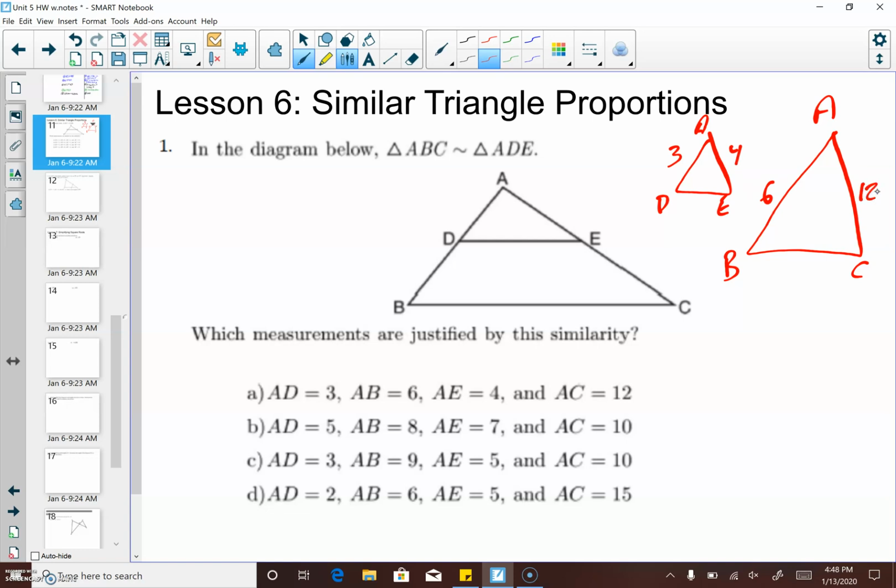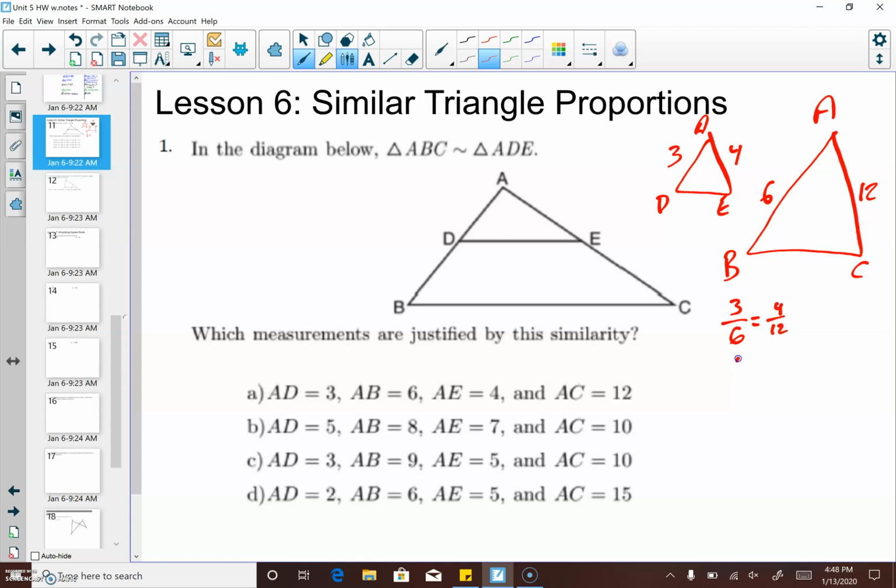So if I look at my corresponding sides, how do I go from 3 to 6? I'm multiplying by 2. How do I go from 4 to 12? I'm multiplying by 3. And if we just look at it in fraction form, we could go 3 over 6 equals 4 over 12. And you have a couple ways to do it.